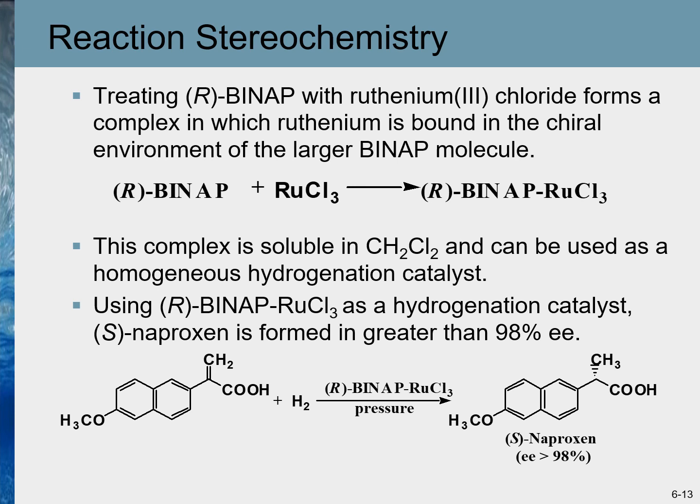Treating the R isomer of BINAP with ruthenium-3 chloride forms a complex in which ruthenium is bound in the chiral environment of the large BINAP molecule. So this large complex molecule is soluble in dichloromethane, and it is used as a catalyst for hydrogenation of any alkene.